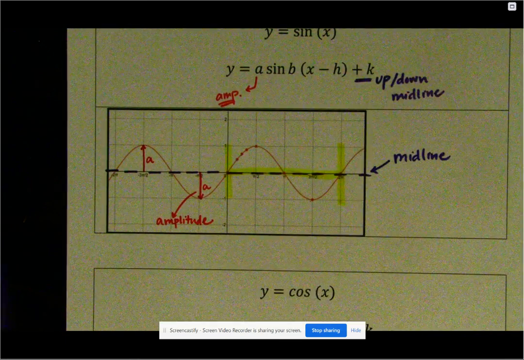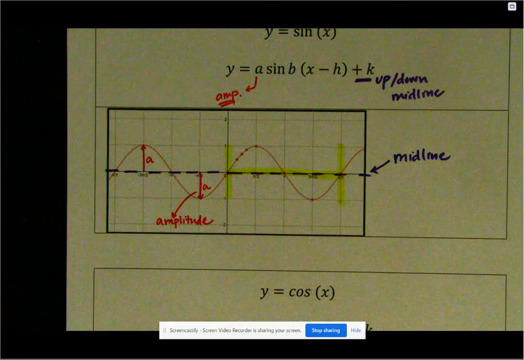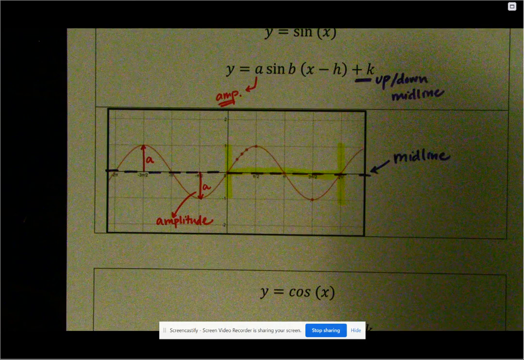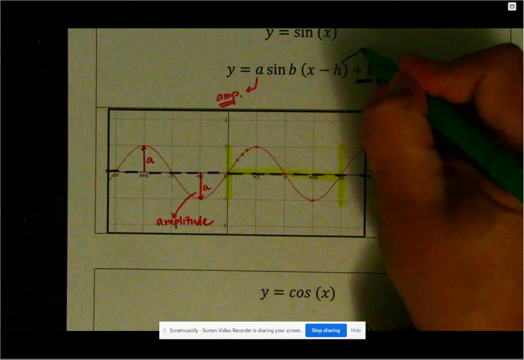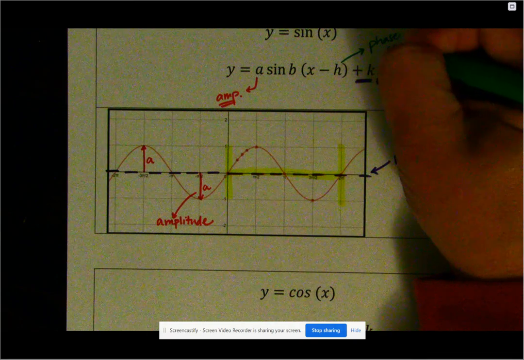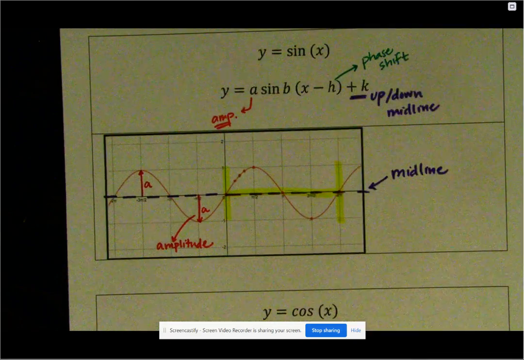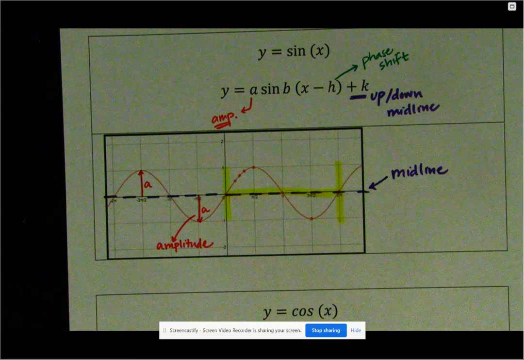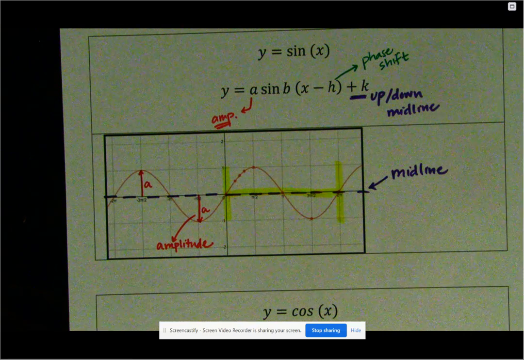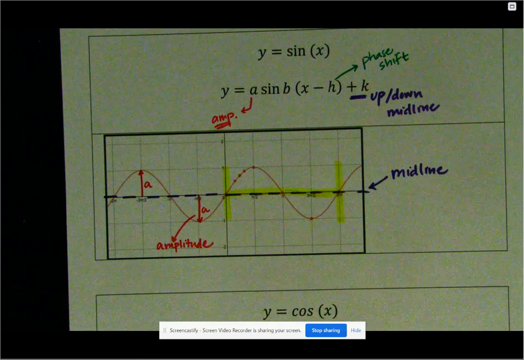If it goes right or left, we call that a phase shift, and that's this right here. And because this repeats itself, any of the graphs, you could say they shifted left or right. But to make it simpler, I just always look to the right. Then we have this extra piece, this B value.